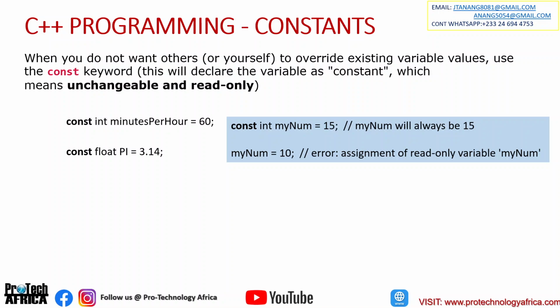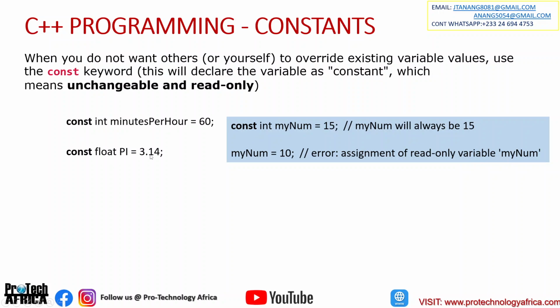So over here we have const int myNum is equal to 15. myNum would always be 15, meaning that the value of myNum, which is 15, would always be that, and it cannot be changed. So when we write later myNum equals 10, meaning that we want to override the value of myNum from 15 to 10, an error will be triggered. And this is the error. It says error, assignment of read-only variable myNum.